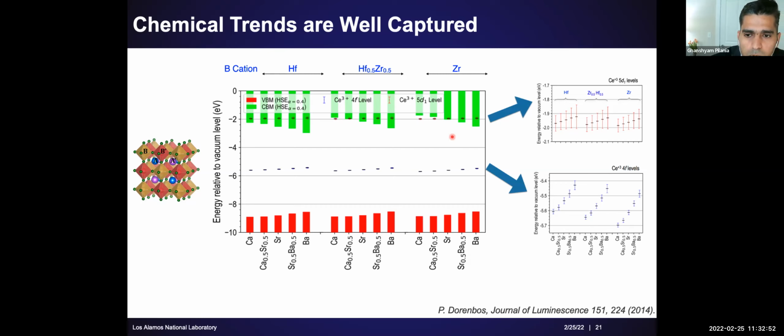So here in this plot, all these band gaps were calculated using hybrid DFT, and 4F and 5T levels were predicted using the machine learning model. And you see that the predictions are very similar for each of these chemistries, but when you zoom in, you see that there are also systematic trends relative to one another. And these trends are in agreement with what is seen in experiments.